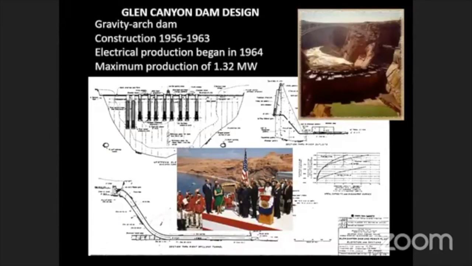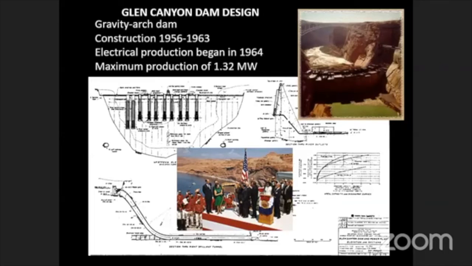The dam is a gravity dam, 700 feet tall. As I said, the construction phase lasted from 1956 to 1963. Power production began in 1964, produces 1.32 megawatts of hydroelectric power when it's at full stage and has maximum head on the reservoir. The dam was presented to the public by Lady Bird Johnson in 1963, in a big ceremony. And the dam is, of course, a technological wonder. It's such a complicated, big structure, 10 million cubic yards of concrete, etc.